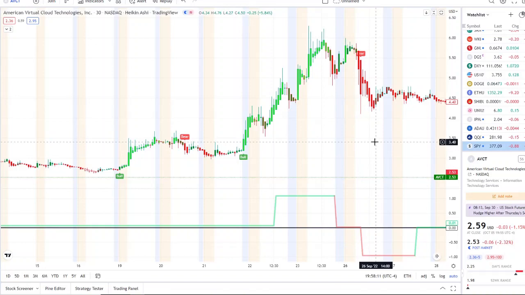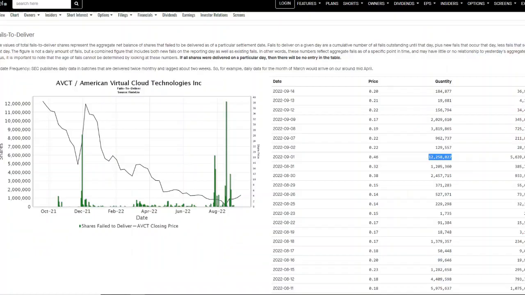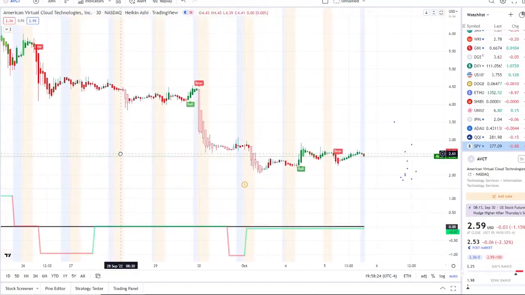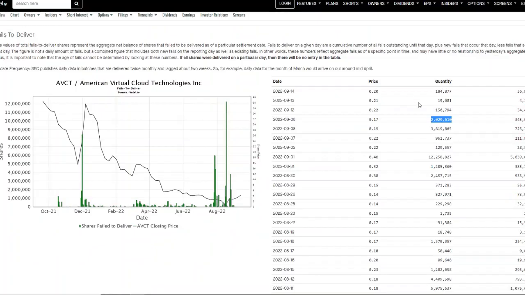Now, the failure to delivers of September 1st, well, we just went through a squeeze, and even on the 8th and the 9th, I believe that some of that already got baked in this move. So if people are anticipating based off old failure to delivers, well, if you actually read here the information, it states that these fails to deliver are given on any day, and they're actually going ahead and occurring, right? The outstanding of those dates, but these numbers reflect the fails of specific point in time and may have little to no relationship to yesterday's fails.